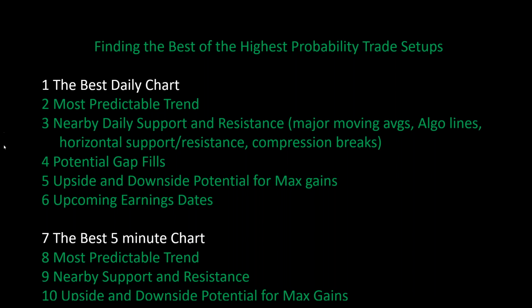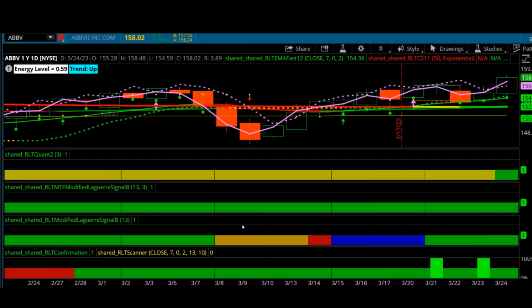So that's what we're looking at. We're looking at the daily chart and then the 5-minute chart, and we're looking for the same type of setups on both of those. Okay, so I'm going to show a couple of charts here. Then we're going to go to some live charts. This is ABBV. This is a daily chart in ABBV.